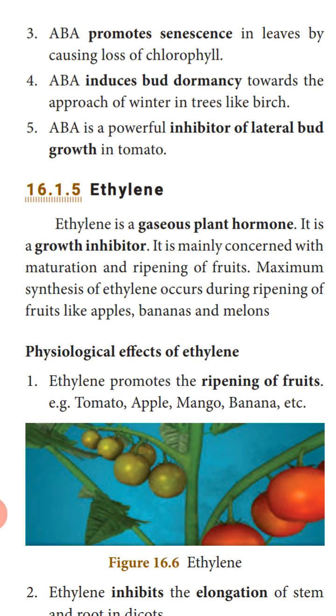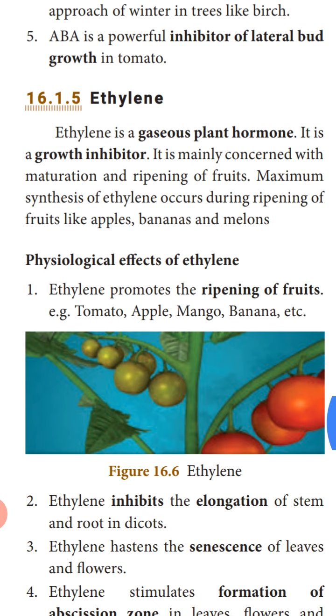Now the major function of ethylene is that it causes the maturation and ripening of fruits. Okay, the maturation of the fruits and ripening of the fruits is controlled by this ethylene. So ethylene is a gaseous plant hormone and is responsible for maturation and ripening of fruits. Maximum synthesis of ethylene occurs during ripening of fruits like apples, bananas and melons. So here the ethylene is secreted in abundance at the time of ripening, in apples, bananas and melons.